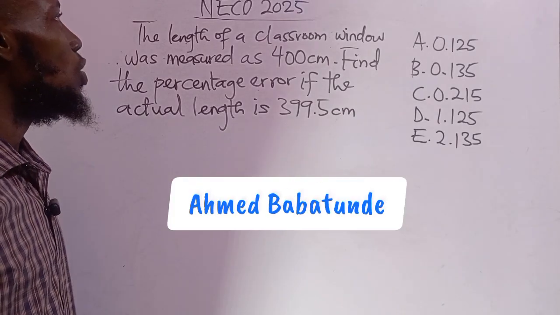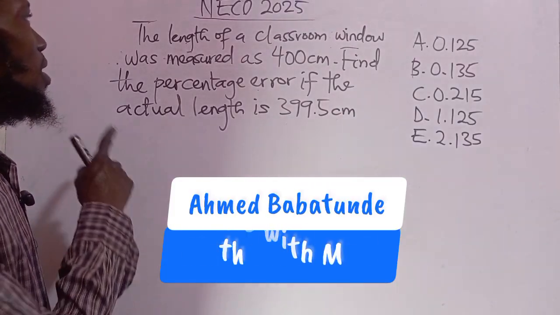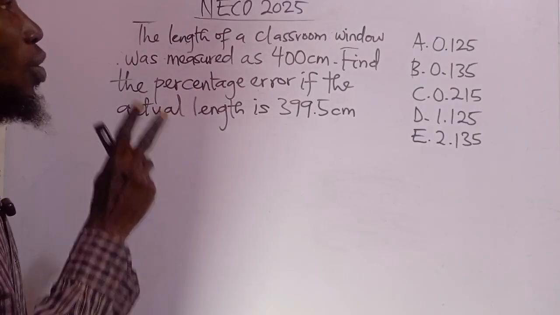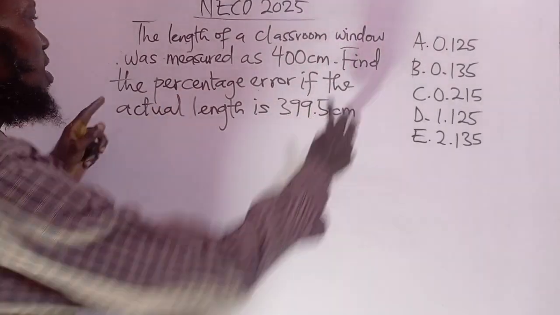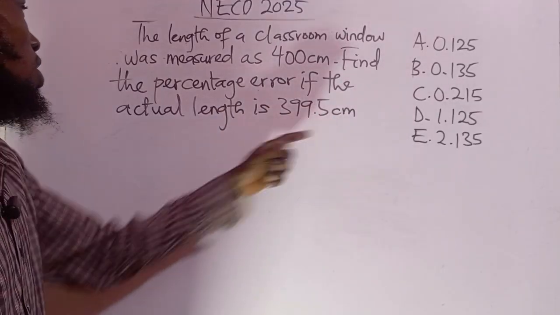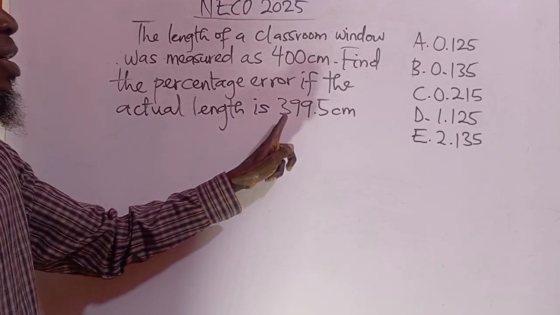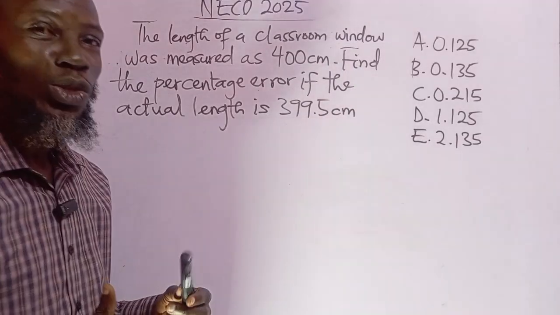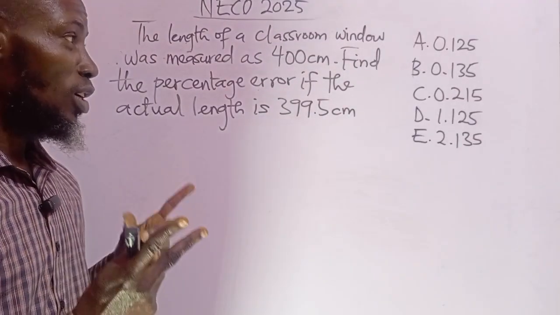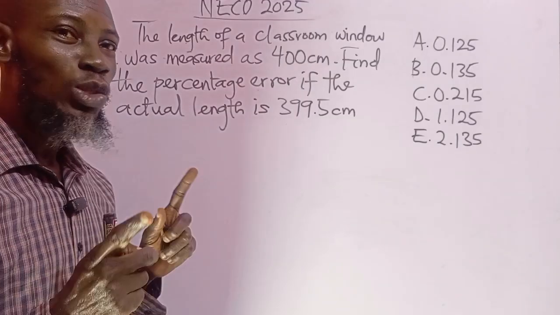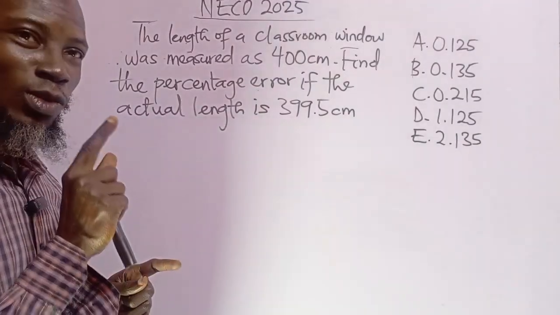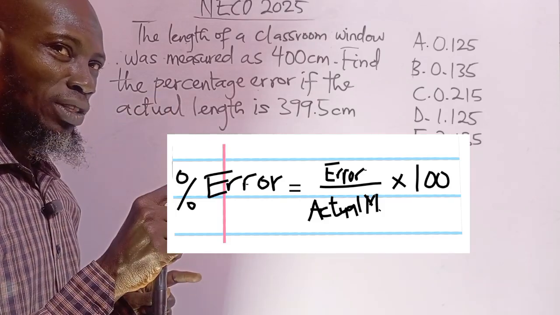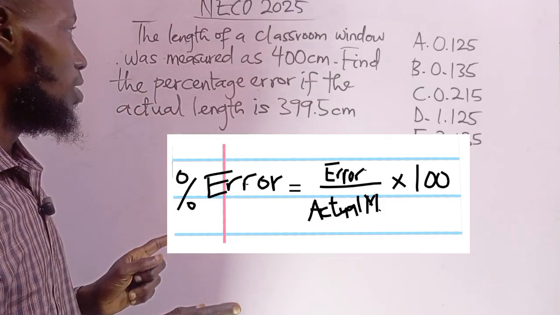Let's look at this NECO question 2025. The length of a classroom window was measured as 400 centimeters. Find the percentage error if the actual length is 399.5 centimeters. Now, to solve this question, this is a percentage error question. It's very simple. The formula is error over the actual measurement multiplied by 100, and that is it.